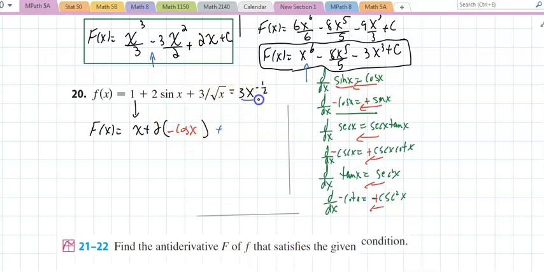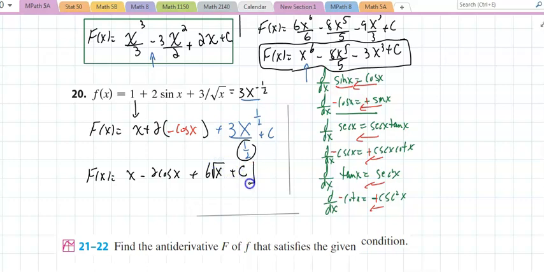Plus, add 1 to the power, that's 1/2, divide by it. And since we have a lot of fractions coming up, you should start practicing, instead of dividing by a fraction, multiply by the reciprocal. So multiply by 2 over 1, that's 6x under a radical plus c.